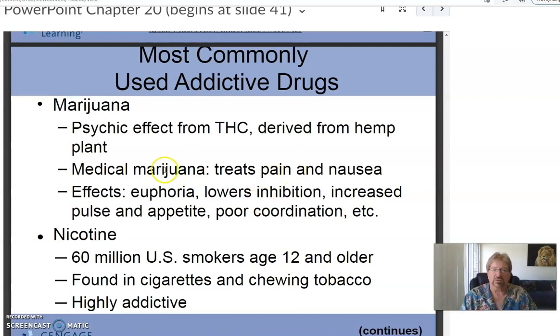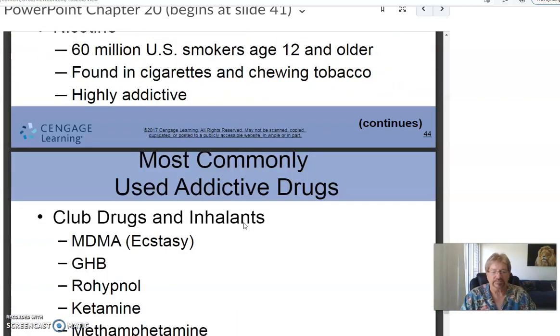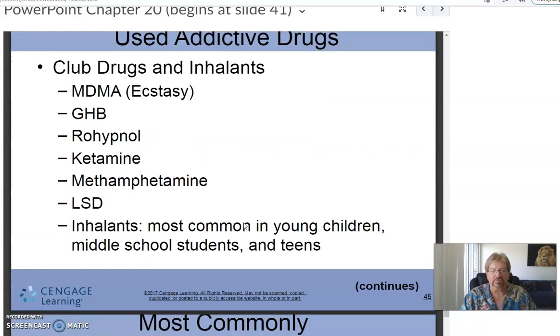Okay, nicotine. What's in tobacco? 60 million U.S. smokers age 12 and older, found in cigarettes and chewing tobacco. Highly addictive. I've read before that the levels of nicotine in the brain start to subside after 20 or 30 minutes. So that's about when a smoker wants to light up another cigarette. Keep that going. Highly addictive. Nicotine can actually be poisonous. Well, all this stuff can be, but it can be fatally poisonous. Now, you wouldn't get that from just smoking cigarettes, but most commonly used addictive drugs, club drugs, and inhalants.